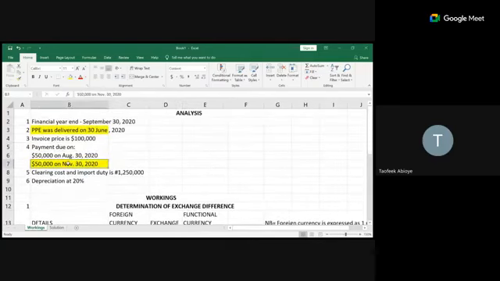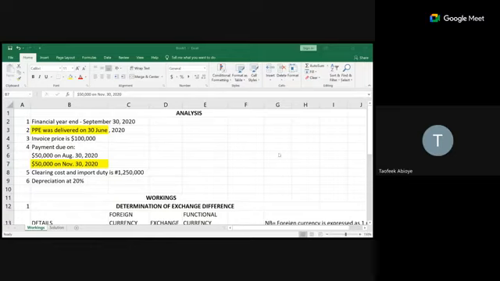The 50,000, this 50,000 will be paid next year. So we cannot account for it as at the end of the accounting year. This one will be paid next year. So that is just by the way.